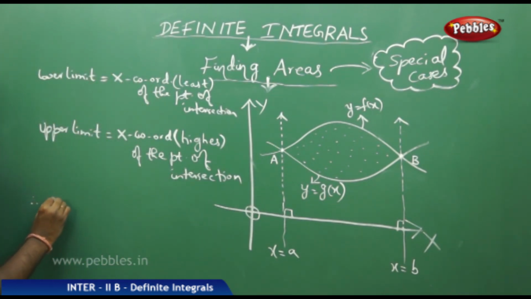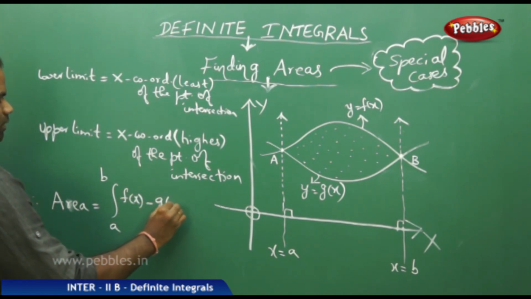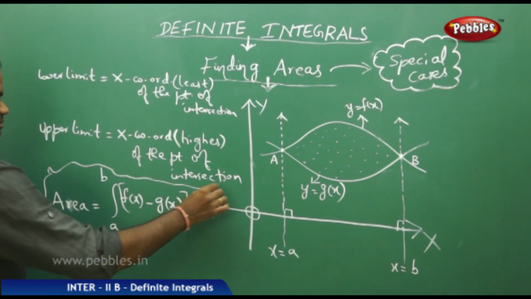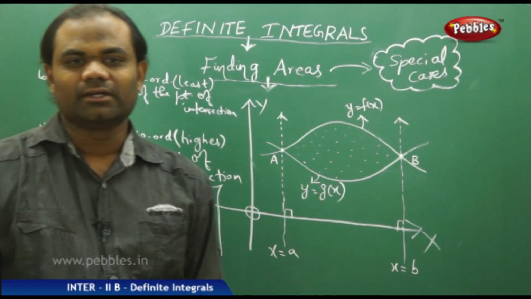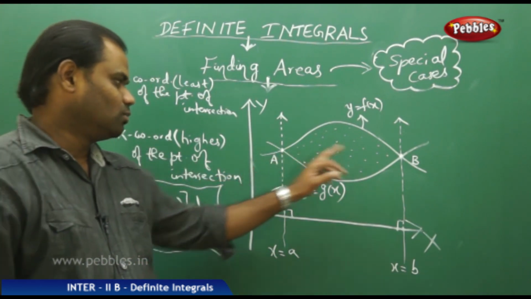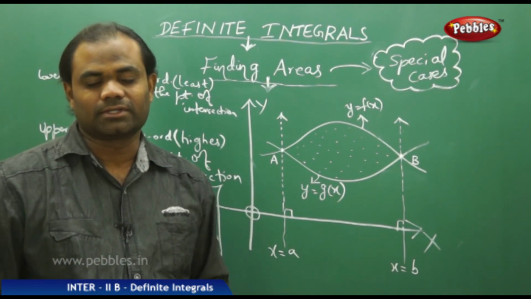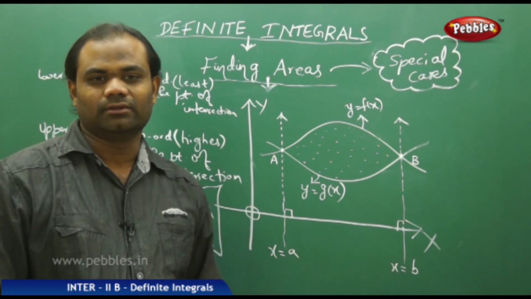Therefore, the area is given by the integral of a to b of upper curve minus lower curve dx. This is how we identify the areas between two curves whose limits are not given, but we find them using the point of intersection concept. The x coordinates are the limits of the given definite integral.